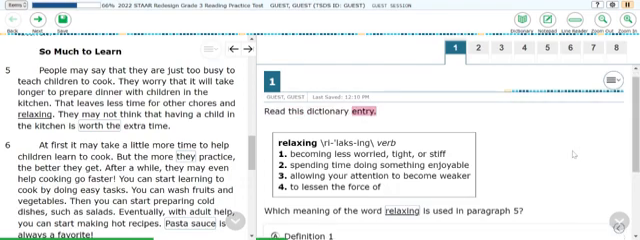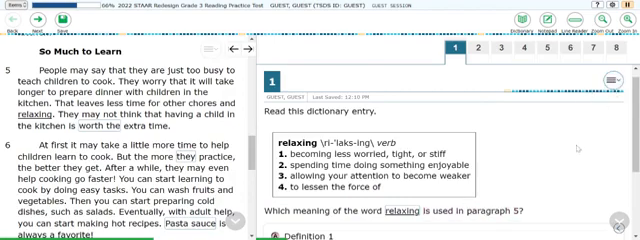Read this dictionary entry. Relaxing, verb. 1. Becoming less worried, tight, or stiff. 2. Spending time doing something enjoyable. 3. Allowing your attention to become weaker. 4. To lessen the force of. Which meaning of the word relaxing is used in paragraph 5?